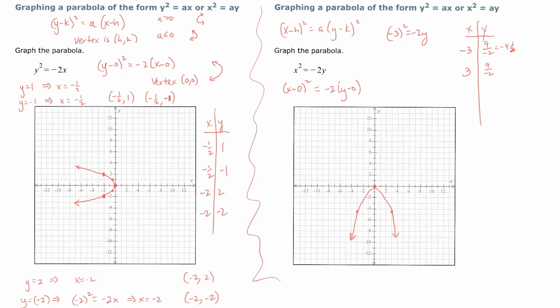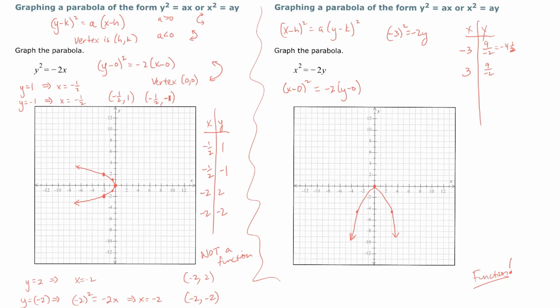So this one happens to be a function. This passes the vertical line test and the rule that says for every x, there's exactly one y. Over here, this one is not a function. This is not a function. So make note of that.